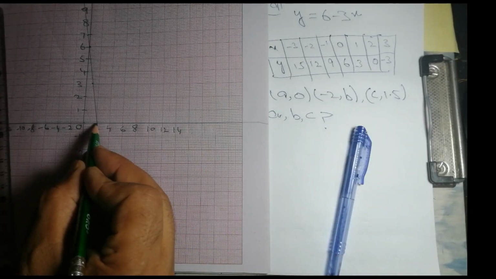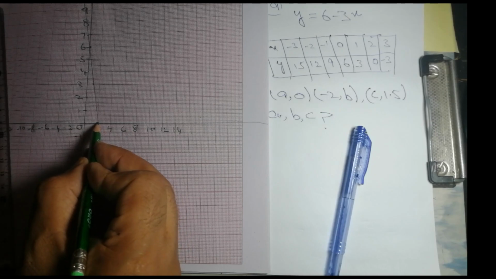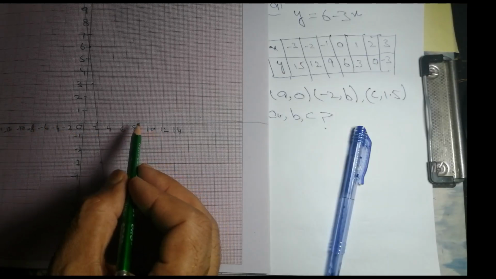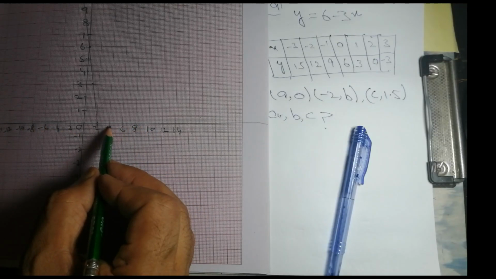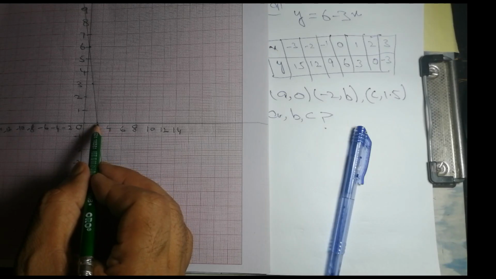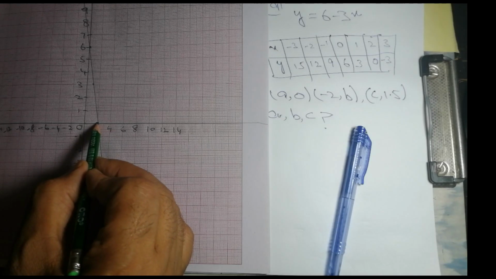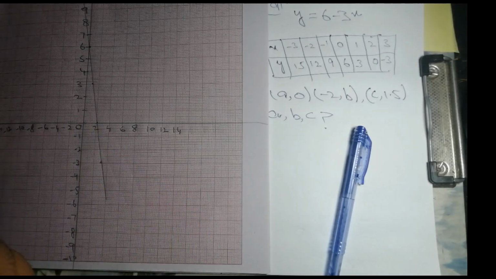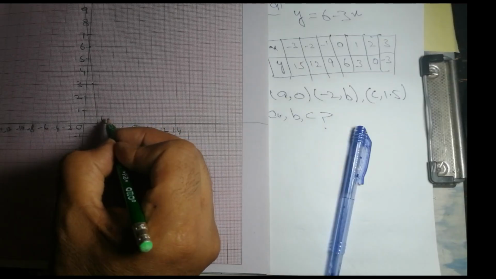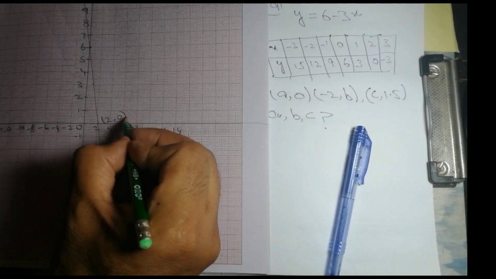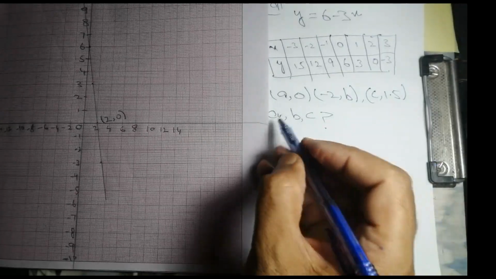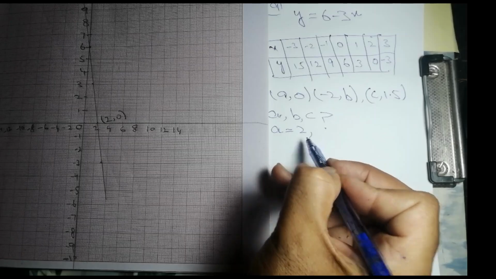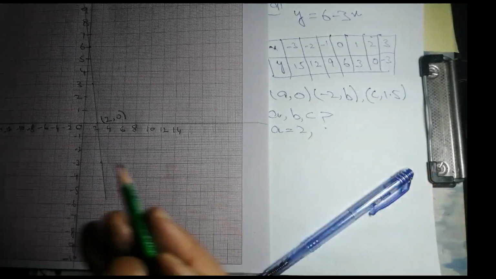Y0 is on this line. On the x-axis, for every point y is 0. So this is one point. We can know from this point, this is x = 2 and y = 0. Its coordinates are (2, 0). So from this point we can know the value of a: a is 2. A is 2, we found a. What about (-2, b)?